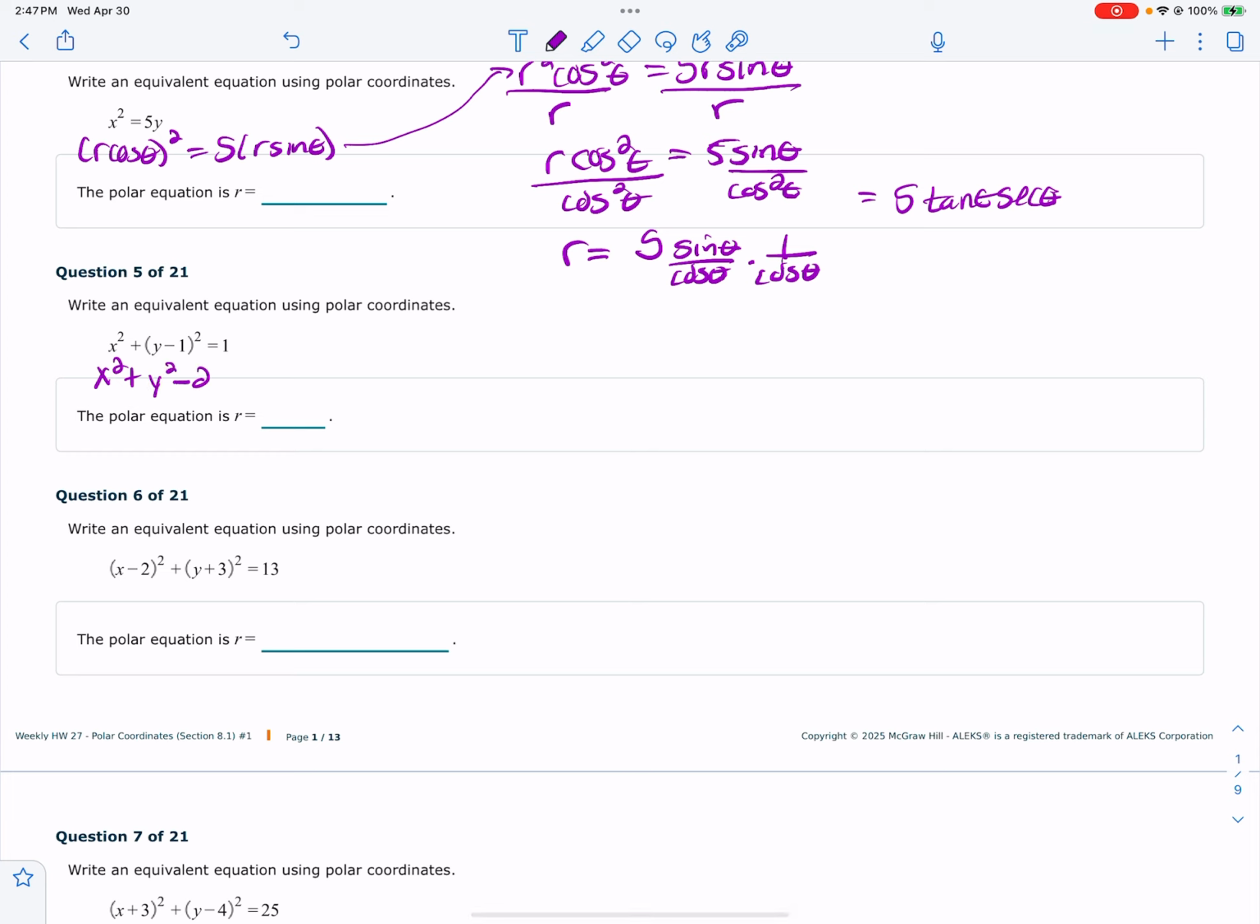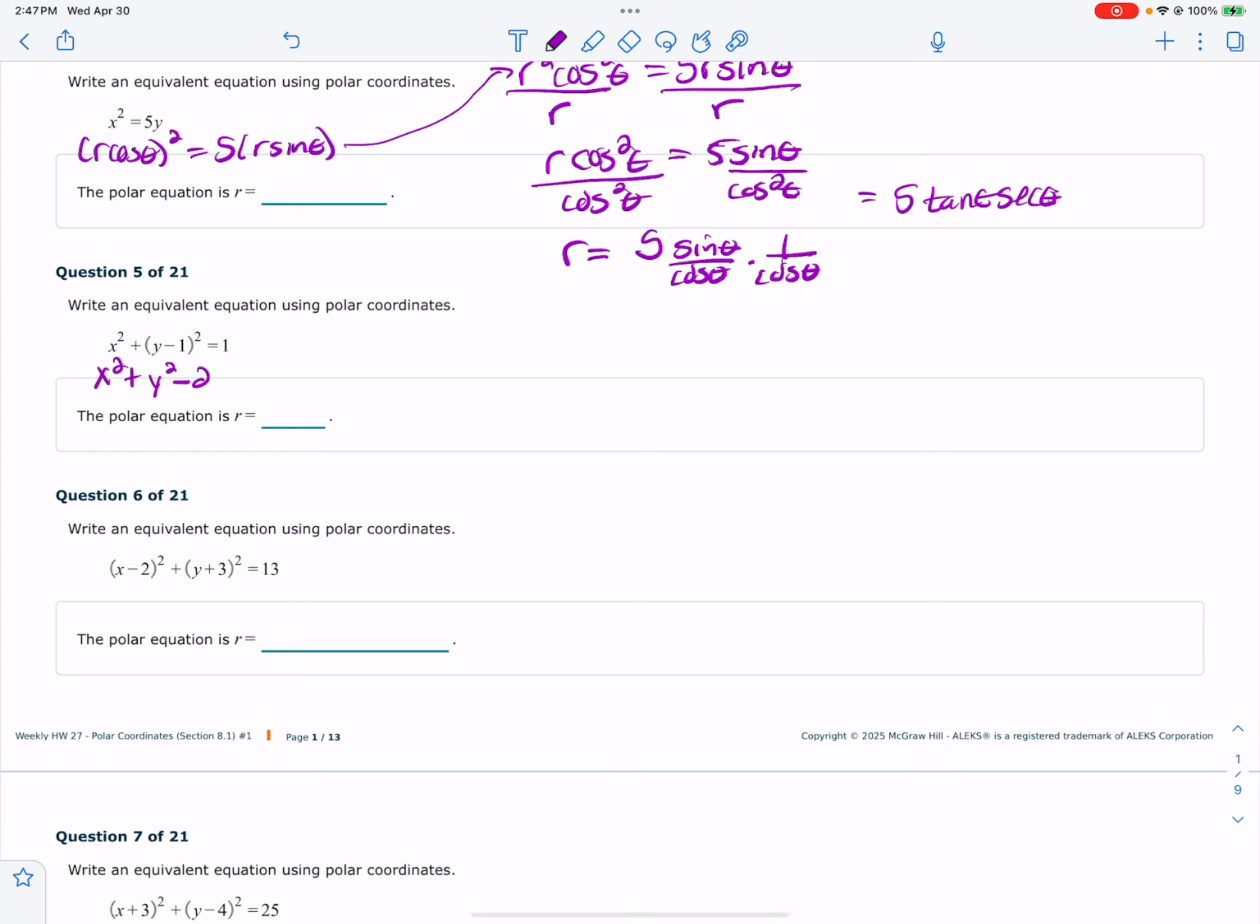Okay, well, these ones would be gone. So I'd have x squared plus y squared minus 2y equals 0. x squared plus y squared is r squared, and y is r sine of theta. Divide both sides by r. That's going to give us r minus 2 sine of theta equals 0. Move over the 2 sine of theta, you're done. And that's right.